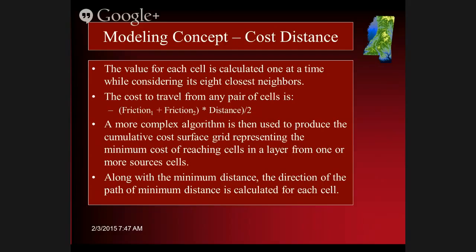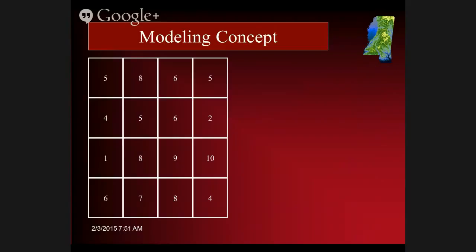And then another algorithm is used to produce the cost surface grid representing the minimum cost of reaching the cells in a layer from one or more source cells. So this is where the source is considered. And along with minimum distance, the direction of the minimum distance path is calculated. And that is actually used as an input into the least cost path model.